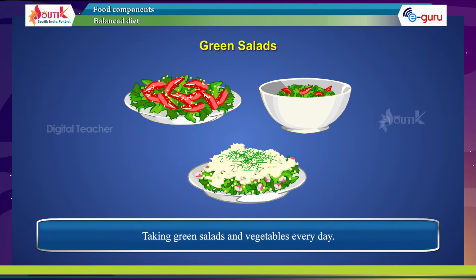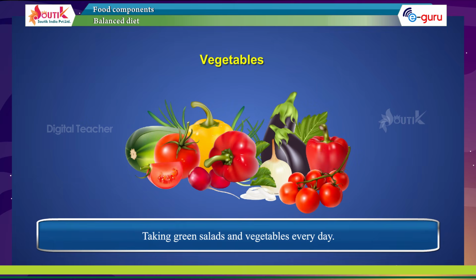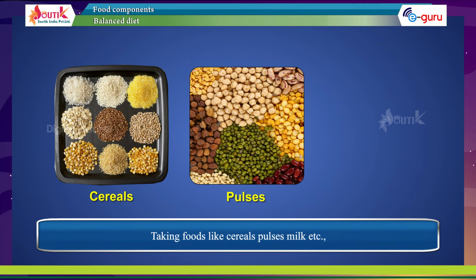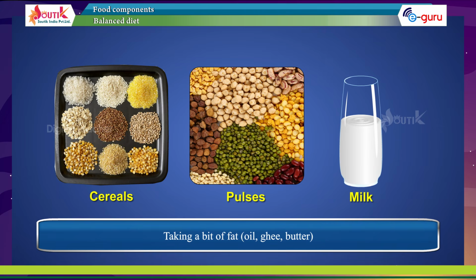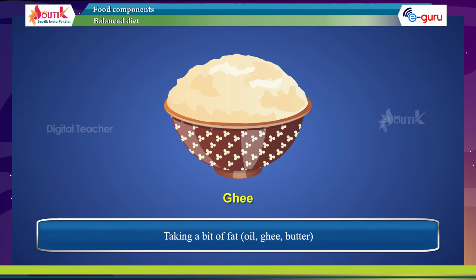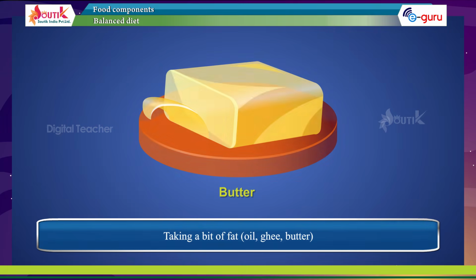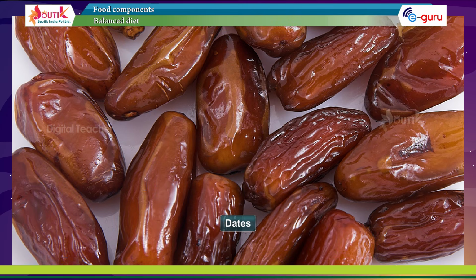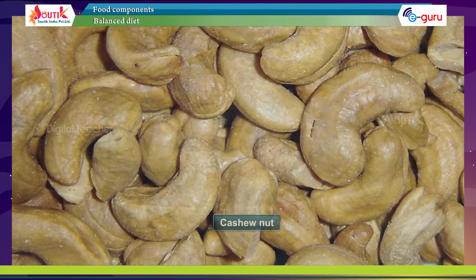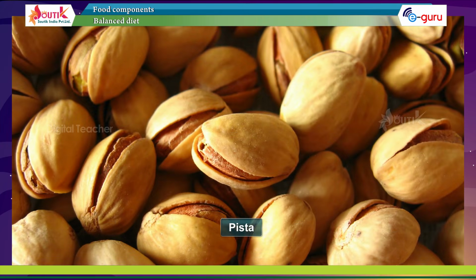By following these, we can make our diet balanced. Taking green salads and vegetables every day. Taking foods like cereals, pulses, milk, etc. Taking a bit of fat, oil, ghee, butter. Do you know dry fruits like dates, plums, raisins, cashew nuts, pista, etc.